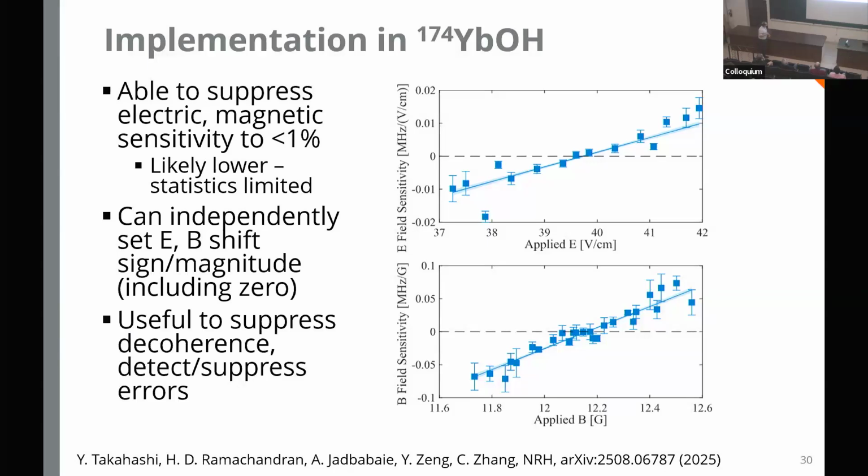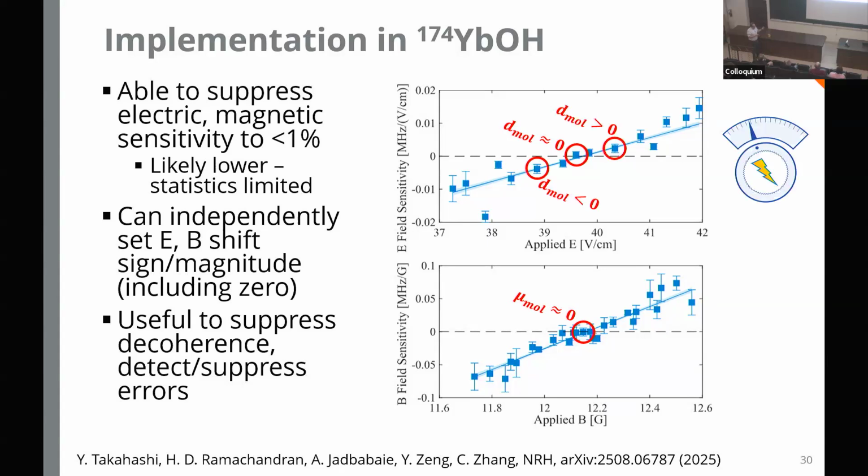And this is a useful tool to suppress decoherence and detect and suppress errors, especially in these types of molecules and these types of experiments. Errors arising from field imperfections are the #1 problem. And so we can, for example, operate our experiment normally here, where the effective molecular dipole moment, or electric field sensitivity, and magnetic dipole moment, or magnetic field sensitivity, are 0.